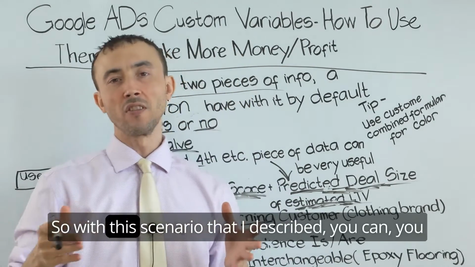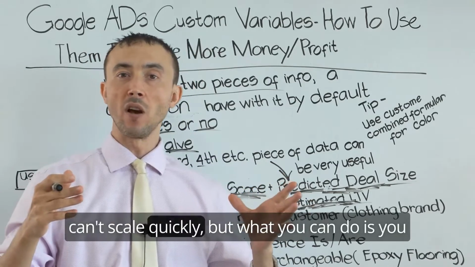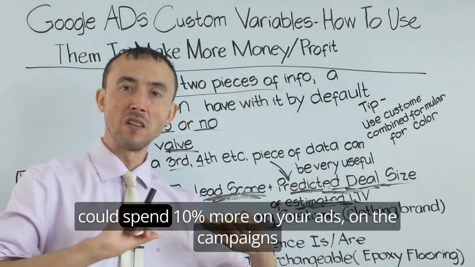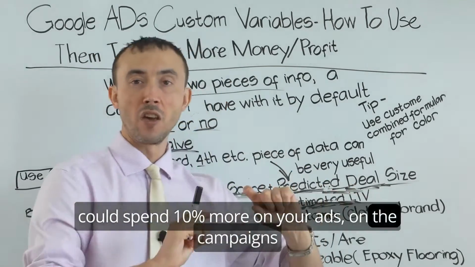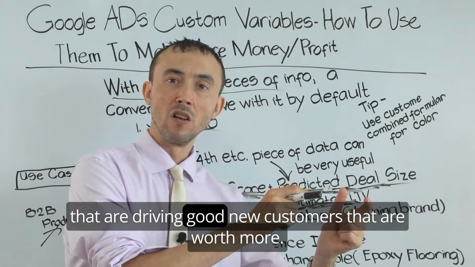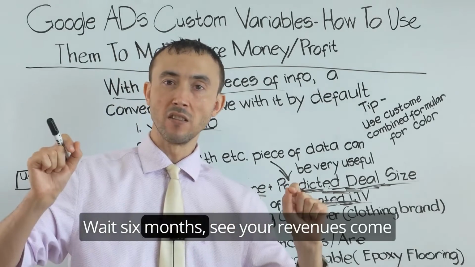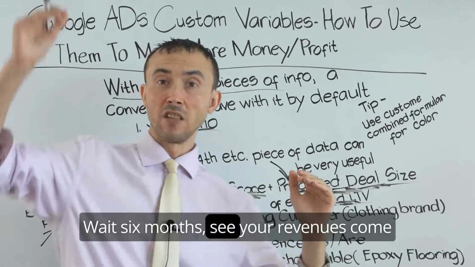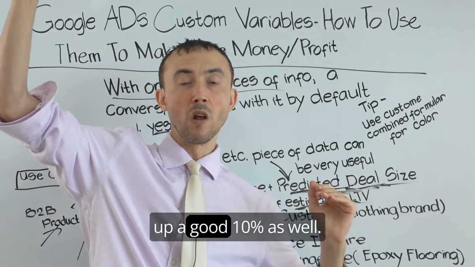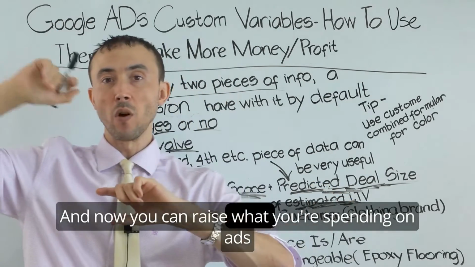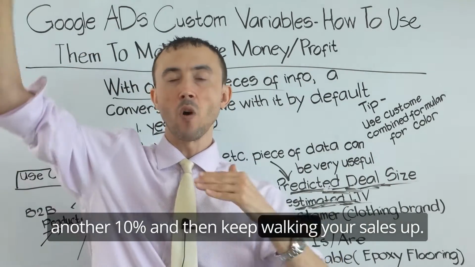So with this scenario that I described, you can't scale quickly, but what you can do is spend 10% more on your ads, on the campaigns that are driving good new customers that are worth more, wait 6 months, see your revenues come up a good 10% as well, and now you can raise what you're spending on ads another 10% and then keep walking your sales up.